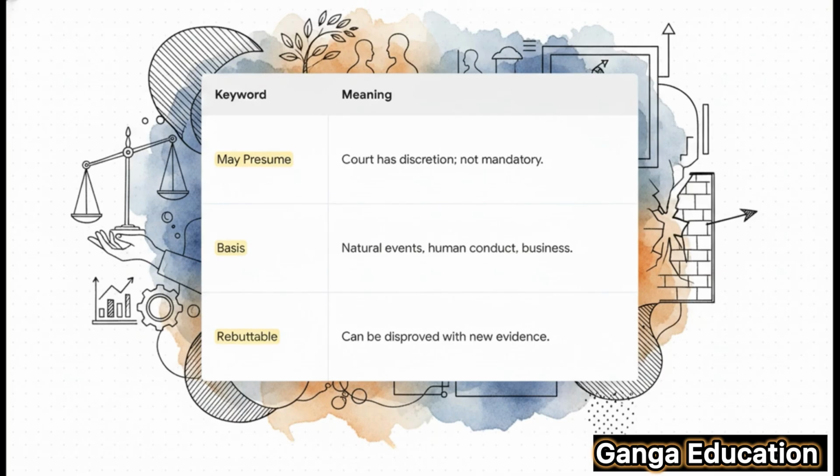Look at that first keyword, "may presume." As we just said, this means the court has discretion. It's not a hard and fast rule. The second point, the basis, tells us the court can't just guess. The presumption has to be grounded in logic, how things normally happen in nature, in human conduct, or in business. And the last one, rebuttable, is incredibly important. This means the presumption isn't the final word. The other side can always come in with evidence to prove it wrong.